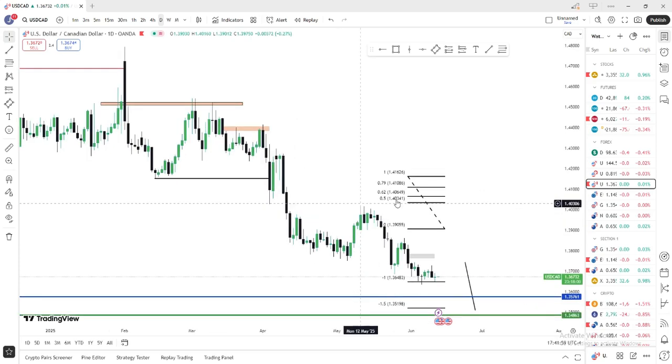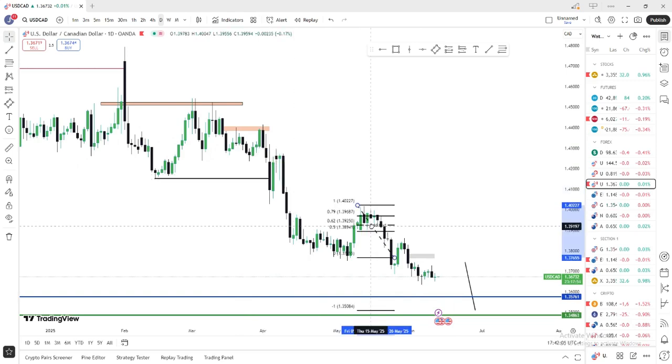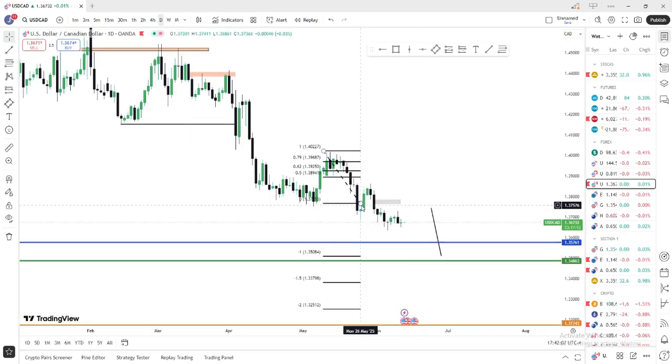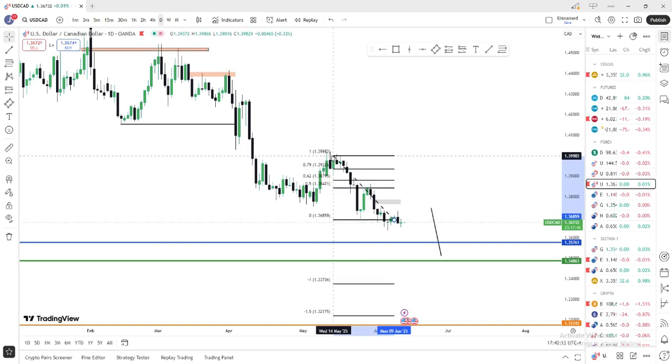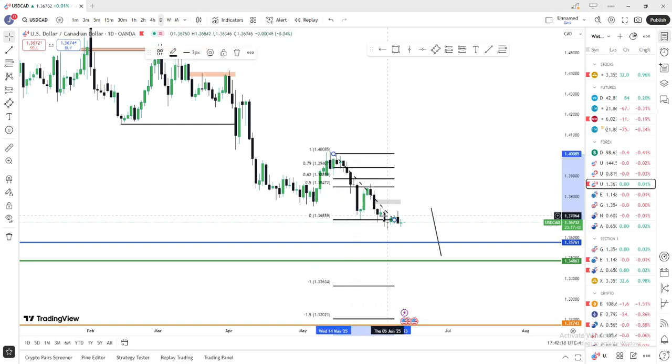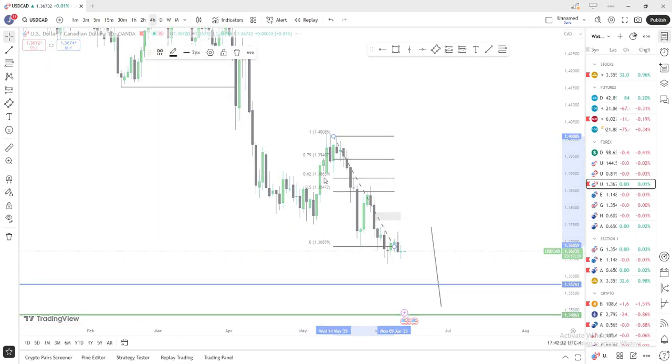So if you want to plot your Fibonacci, I'm not doing this in detail, I'm just doing this real quick to show you how to use these things. You can plot a swing low to swing high. You can use this or you can use this, I don't care. You can just use this for illustration purposes. This is a daily candle. You can take it down to 4 hour.